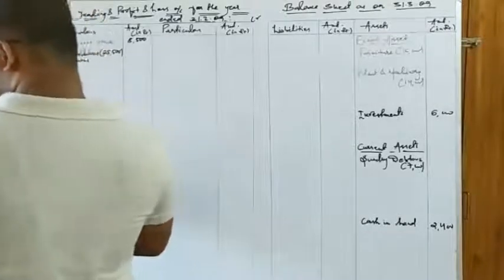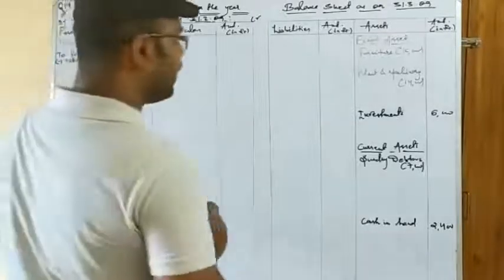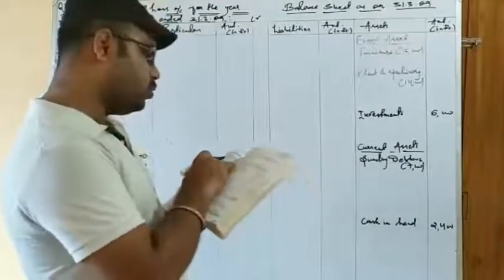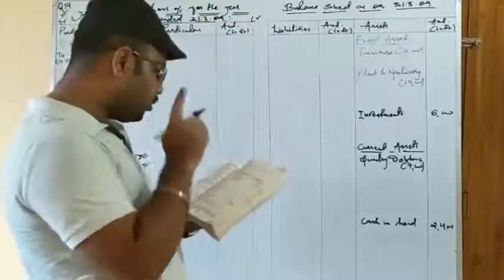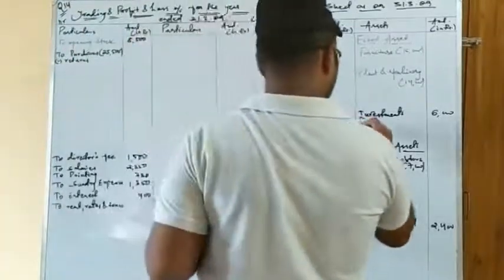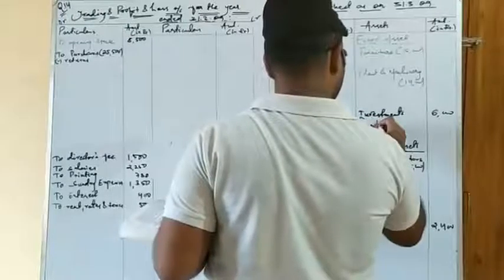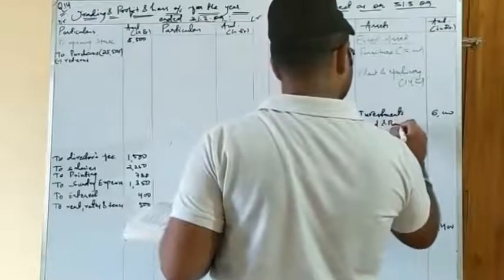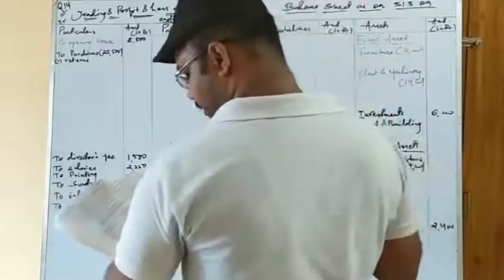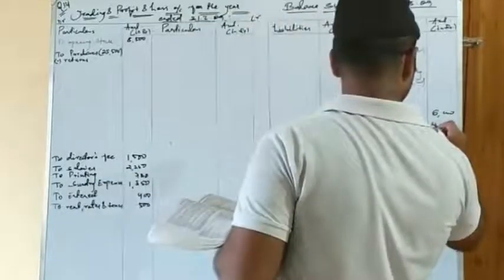Then the next item given is land and building. So land and building is again a fixed asset, but as you can see there is no adjustment regarding the item called land and building. So it is again a fixed asset but without an adjustment. So we will write it directly here, land and building. So land and building is for 40,000.